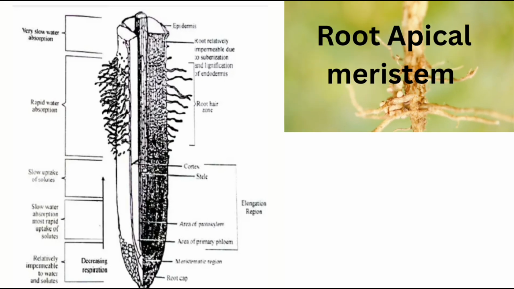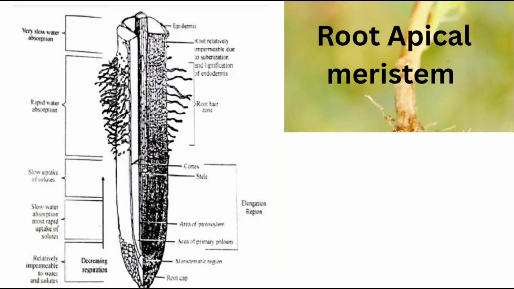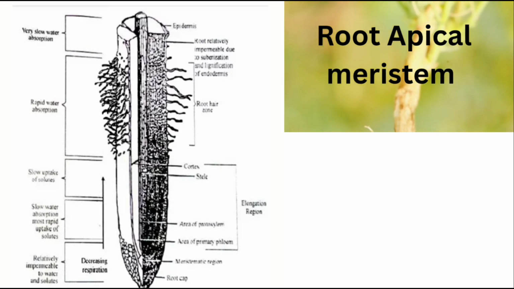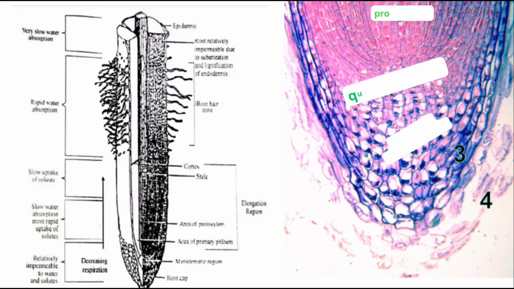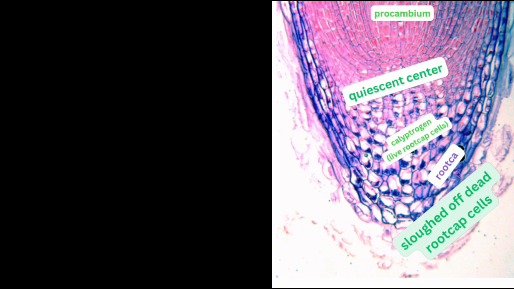So the root apical meristem consists of the root cap, which has a quiescent center and stem cells. And then there is a region of elongation and a region of maturation. So the root apical meristem is a group of continuously dividing undifferentiated cells located at the root tip, and they are responsible for the primary growth of the root.